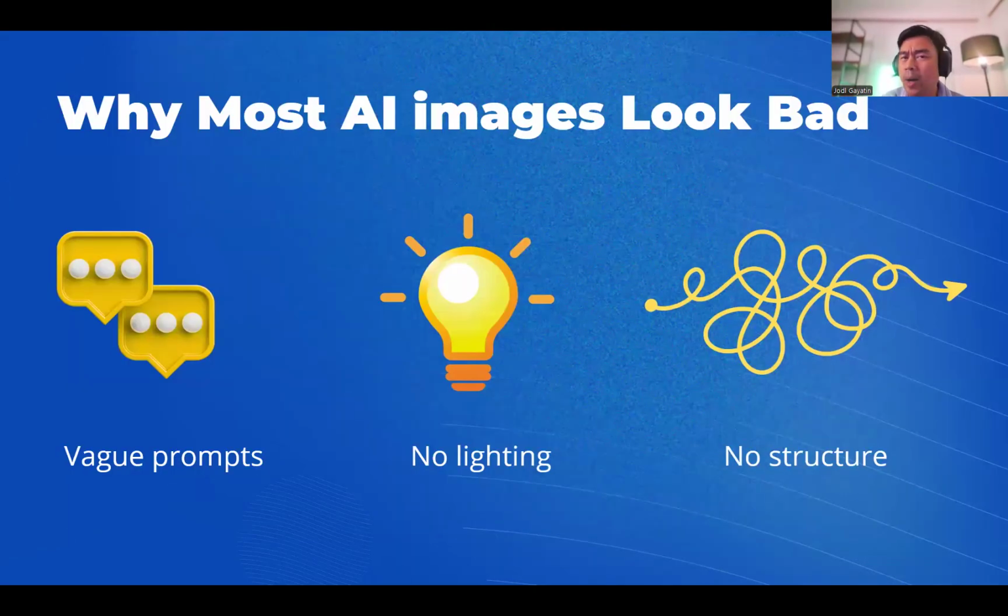So this slide talks about why most AI images look bad. The first one is a vague prompt. If you have a vague prompt, the AI will generate an image that's probably not aligned to how you envision that image to be. And the second one is not using lighting. If you want to create an image that's scroll stopping or cinematic, you have to put lighting in the prompt that you are using. And another thing that makes AI images look bad is if there is no structure. So there's a technique in terms of what components you have to put to get the image that you desire.